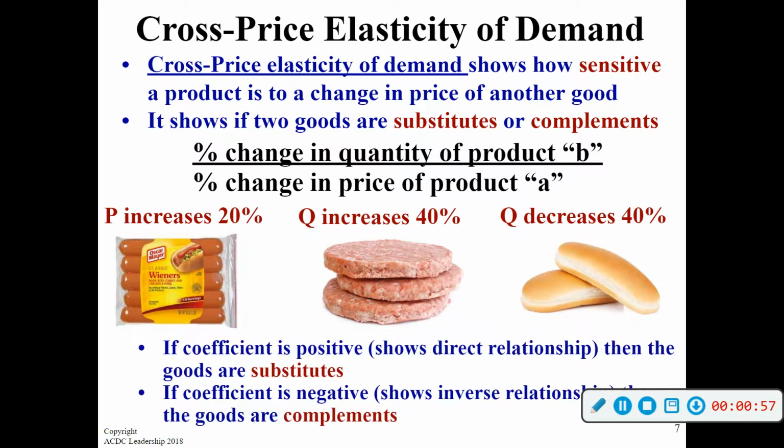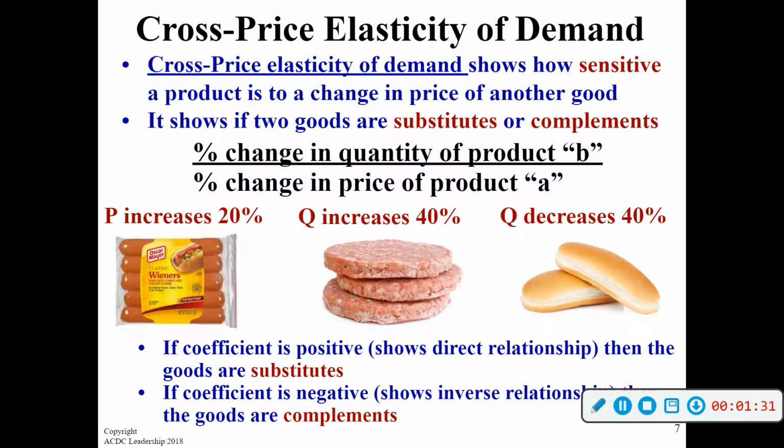So we've got hot dogs, we've got hamburgers, we've got hot dog buns. And so what we're looking at is that when there is a change in the price of product A, in this case hot dogs is product A, how does it affect consumers' purchasing and demand for product B? So when the price of hot dogs goes up, how does it affect the amount of hamburgers that consumers want? And then when the price of hot dogs goes up, how does it affect the amount of hot dog buns that consumers want?